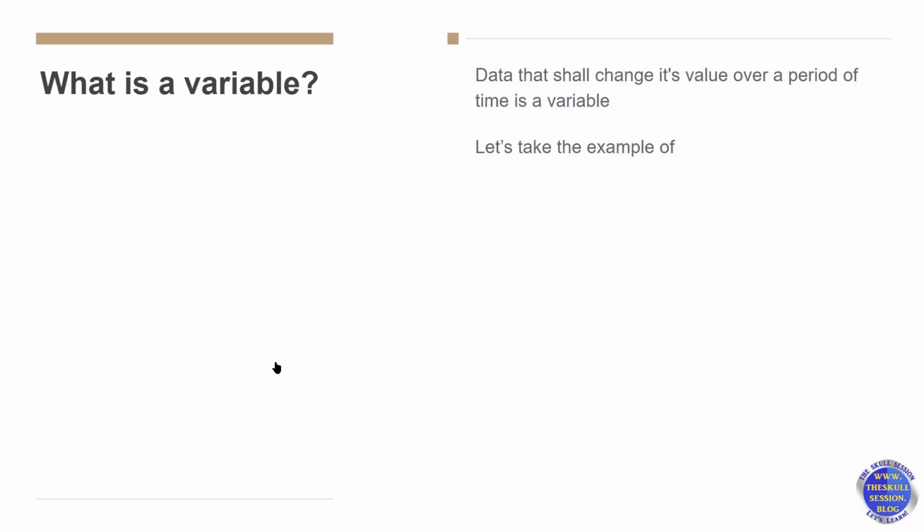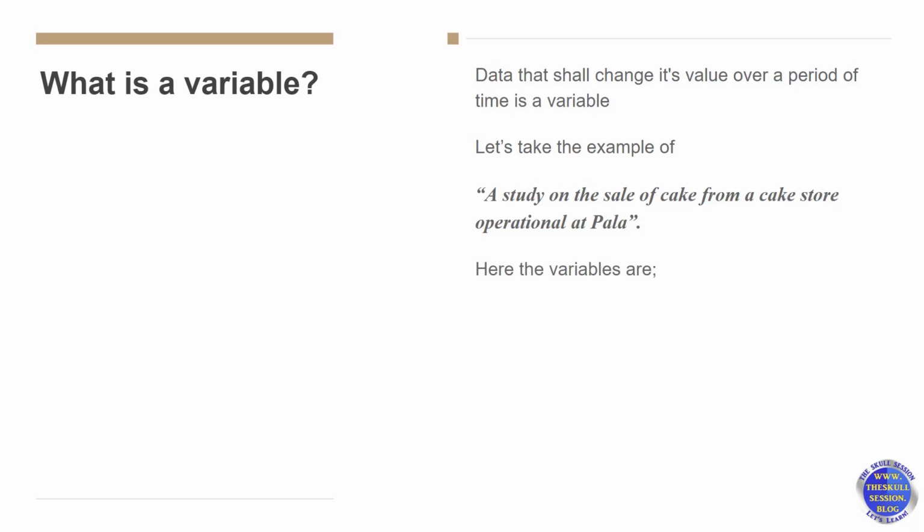Now let us look at an example of a research study and which are the possible variables in that study. Let us assume that we are doing a research to find out the sale of cake from a cake store which is operational at Pala. So the research title may be framed like this. Now there are different variables applicable here.